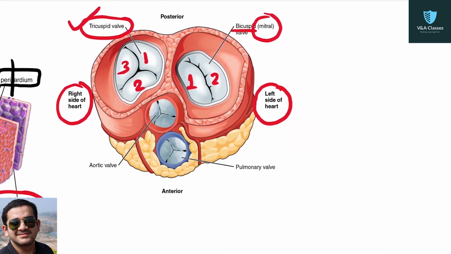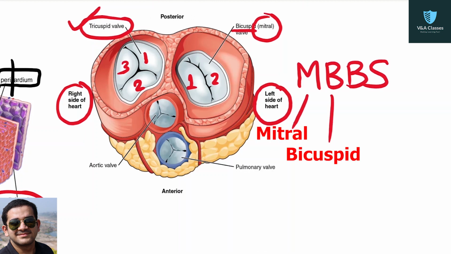To remember, you can use this mnemonic. Mitral, bicuspid on which side? What is the Hindi of left side? It is बाएं. दाएं means right, बाएं means left. So mitral, bicuspid on the बाएं side. So you can remember this mnemonic.